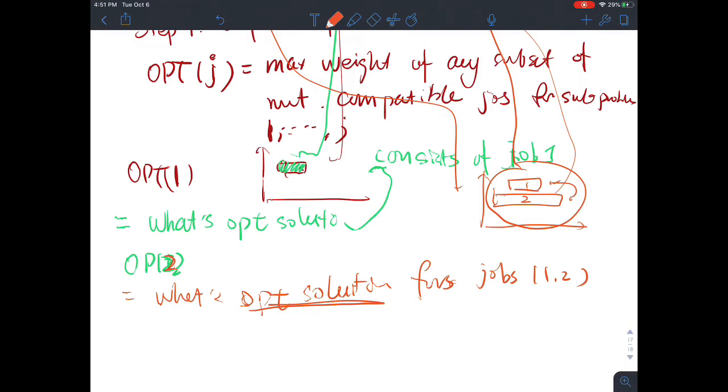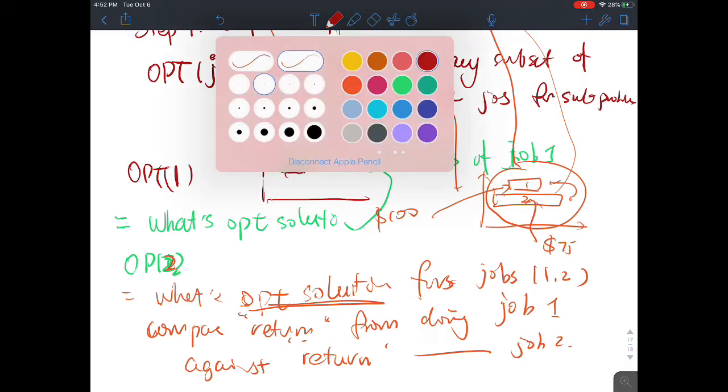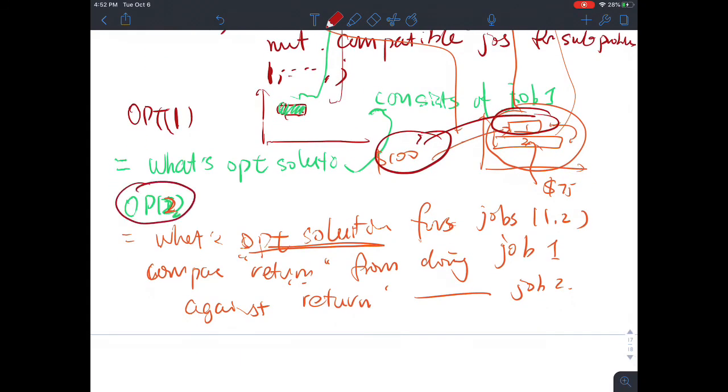For this particular example, these 2 jobs are not compatible with each other, so I have to exclude one job, and after I exclude that job, there's no reason for me to not include the remaining jobs. So the optimal strategy is to compare the return from doing job 1 against the return from doing job 2. For instance, if the return here is $100 and the return here is $75, it's a no-brainer. I'm going to pick the one that pays more. That's the definition of OPT(2).